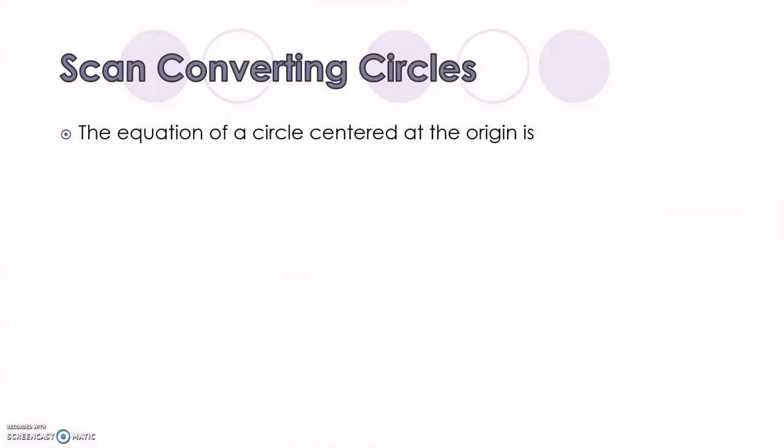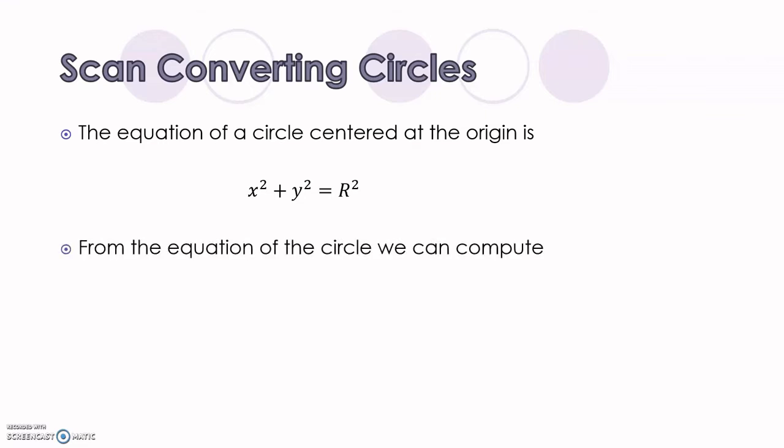We have the equation of a circle centered at the origin, that is x square plus y square is equal to r square. Circles not centered at the origin may be translated to the origin and then scan converted. So we only need to scan convert circles centered at the origin. From the equation of the circle, we can compute y is equal to plus or minus root r square minus x square.